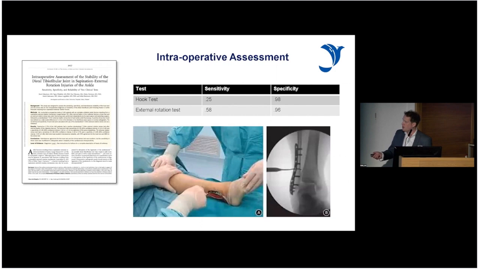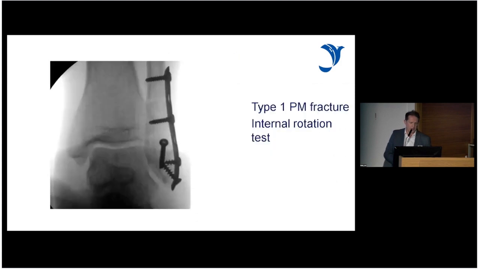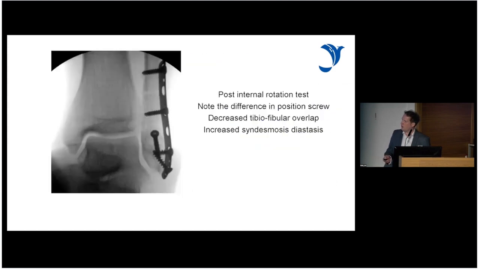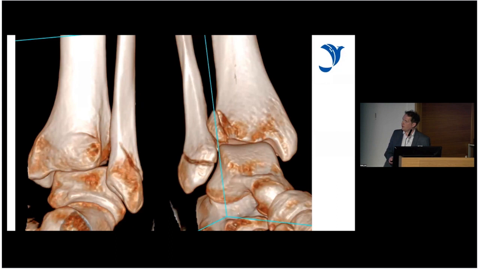Intraoperative wise, as I said, hook test is very low sensitivity, so use the external rotation test, because that picks up AITFL. Also look at the posterior aspect if you've got a PM fracture, for example, an internal rotation test. So this is someone who's had a small posterior malleolar fracture with a PITFL insertion, and you can see that it's opening up. And with the screw, it doesn't anymore.